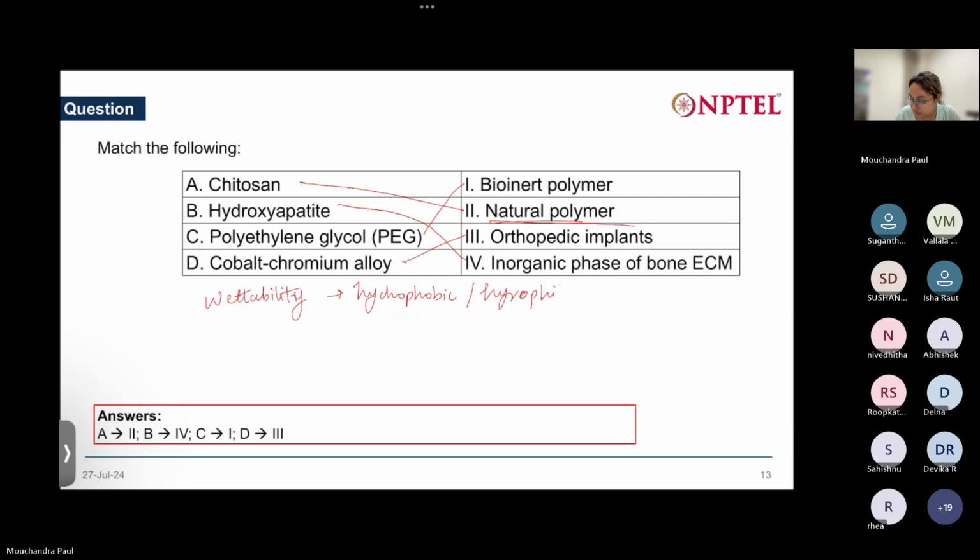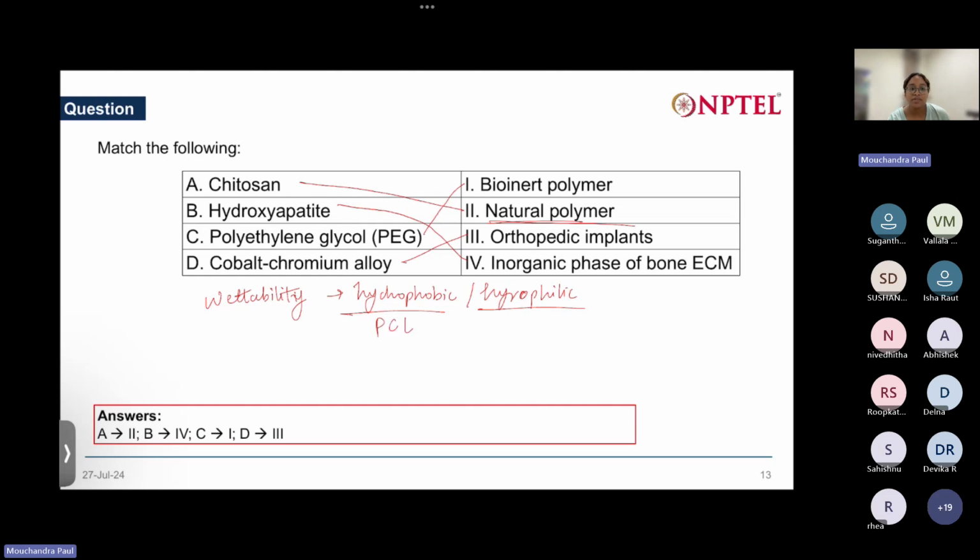Hydrophilic means water loving, hydrophobic means it repels water. So PEG, or polyethylene glycol, is hydrophilic in nature. It strongly binds water molecules to itself. Whereas hydrophobic polymers are also there, like PCL, polycaprolactone. They have a very high contact angle value, so they are hydrophobic in nature.